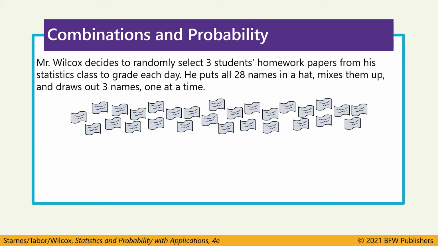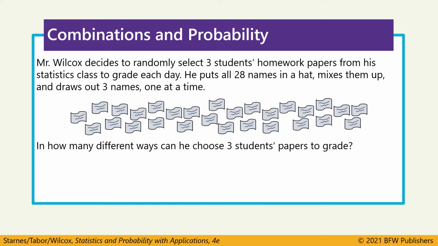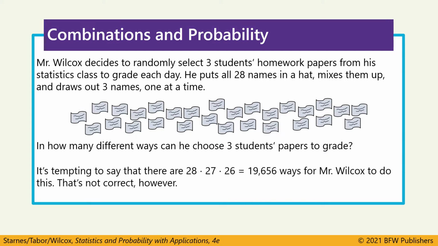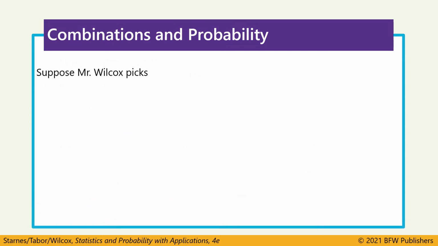We saw a problem similar to this in the last section where we did a permutation of 28P3, which ended up being 28 times 27 times 26. However, for this problem, that's not the correct way to solve it. And the reason that it's different is because this problem is a combination instead of a permutation. And in combinations, order doesn't matter.